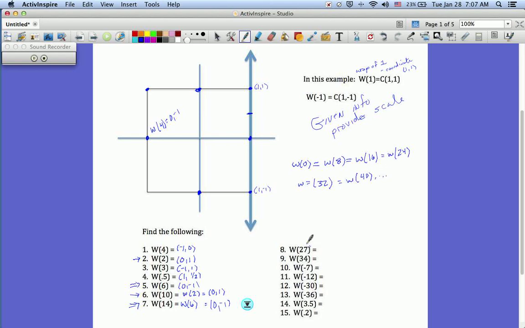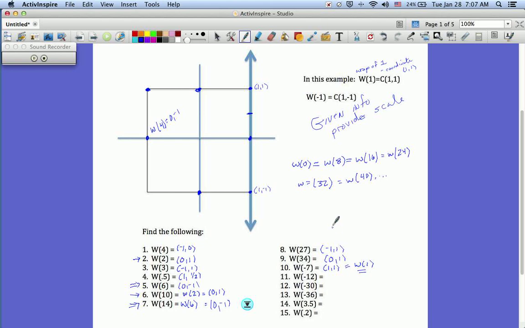So if I'm trying to do 27, I'm simply going to go 8, 16, 24, 25, 26, 27. A wrap of 27 is -1, 1. A wrap of 34. So that's 32, 3, 4. 0, 1. Now we're talking negatives here. Well, I know it's 8 around in the positive direction. That's going to be 8 in the negative direction too. So a wrap of -7, whoosh, is right here. 1, 1. Which I could also say is a wrap of 1.